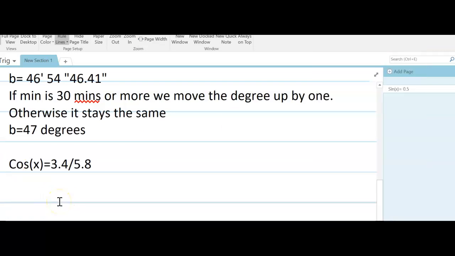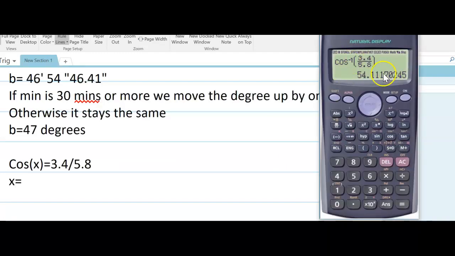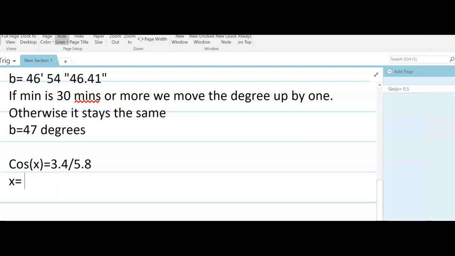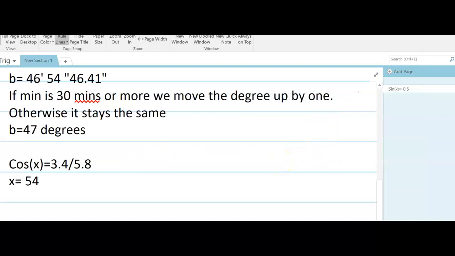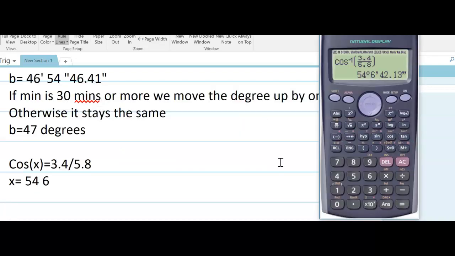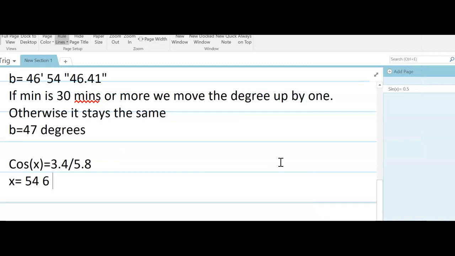Okay, so then x, which is my angle, because we're working with angles now, is what? Remember we said it can't be 54 point something, because angles are usually in degrees and minutes and seconds, right? So I need to press this button here. So it's 54 degrees, 6 minutes and 42.13 seconds.